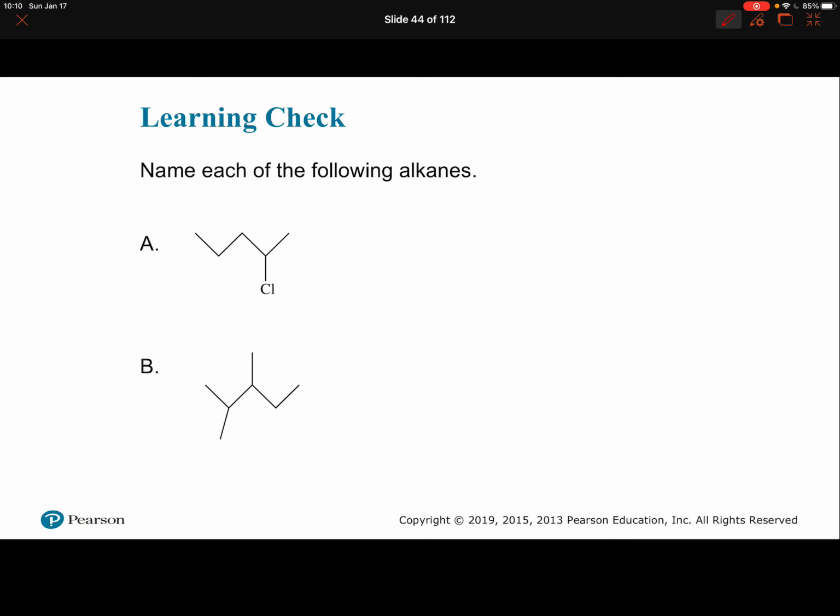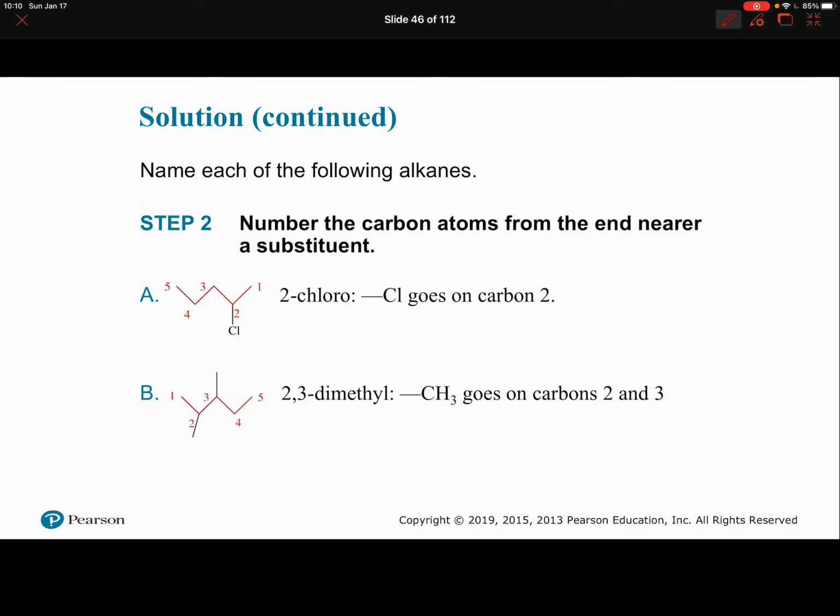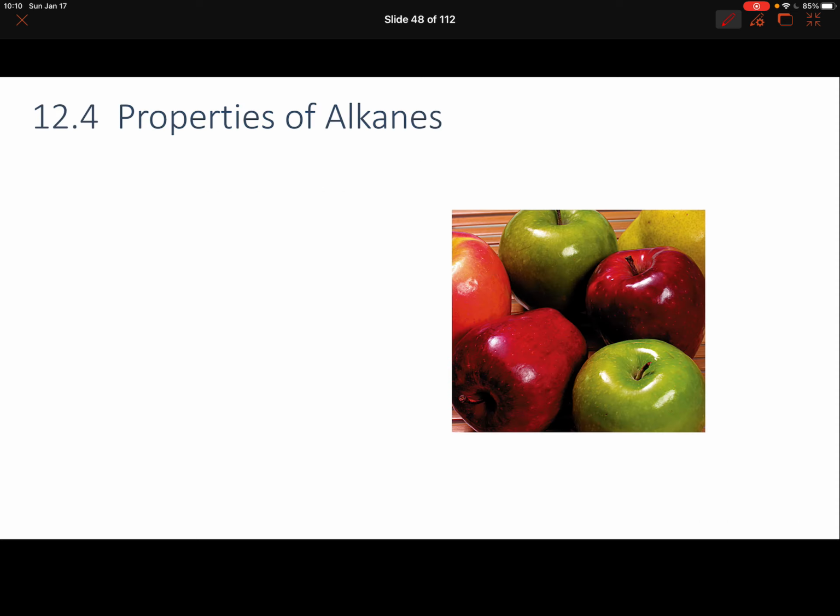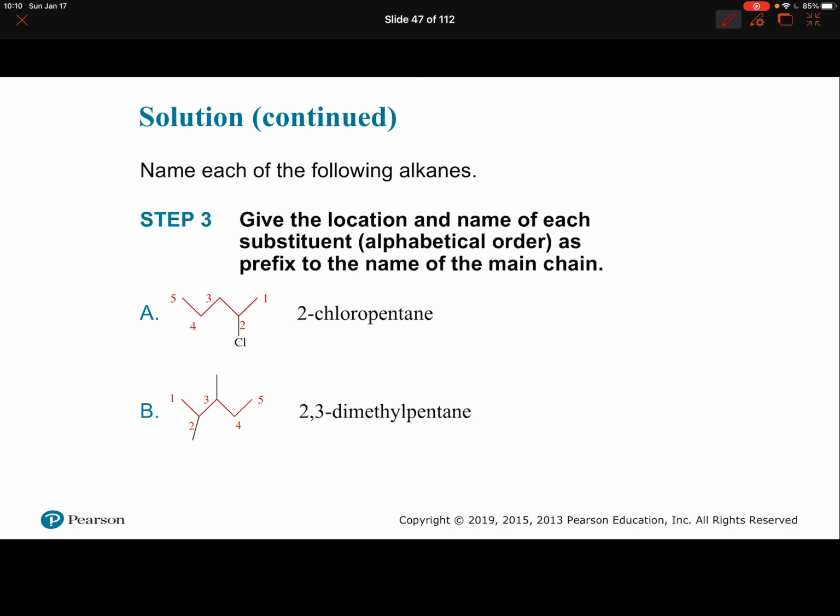All right. So very, very quickly, 1, 2, 3, 4, 5, right? You can see that that is 5 carbons long. Of course, you can go through each of these slides. I just want to get to the end here. Okay, so we've got 5 carbons, so it's pentane. On the 2 carbon, we've got a chloro, so 2-chloropentane.